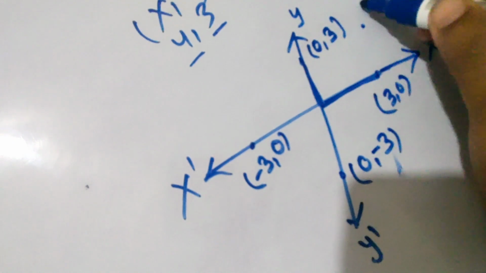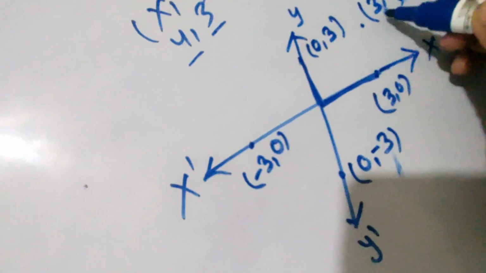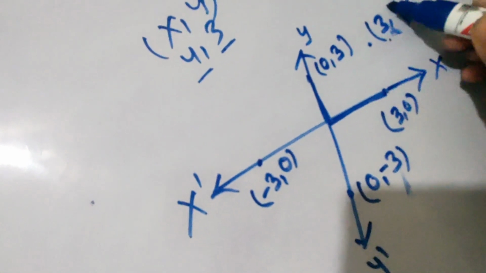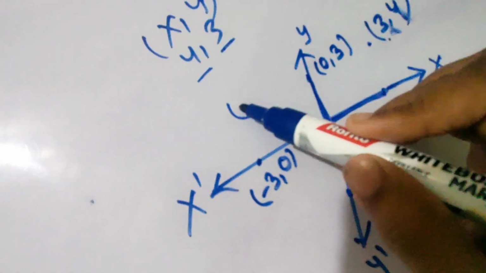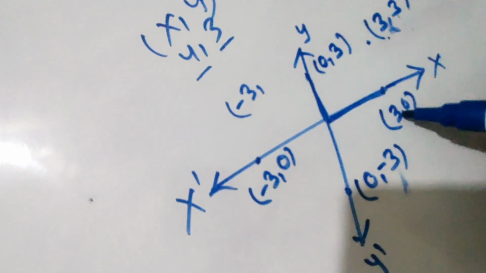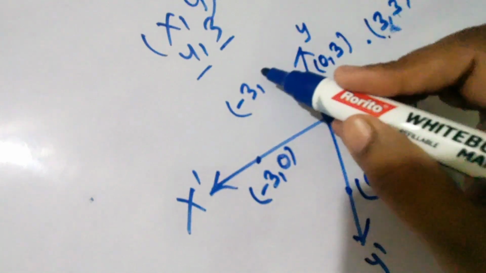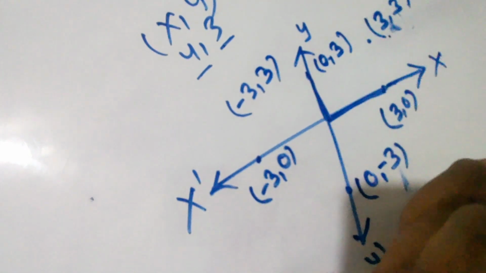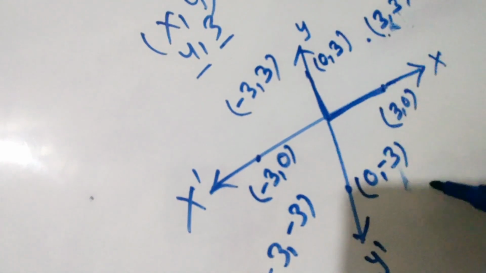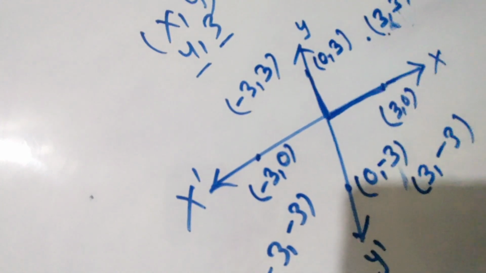If any point is given where both are positive, x coordinate is 3, y coordinate is 4. Here x coordinate is 3, y coordinate is 3. Here x coordinate is negative 3, y coordinate is positive 3. Here x coordinate is negative 3 and y coordinate also negative 3. Here x coordinate is 3 but y coordinate is negative 3.